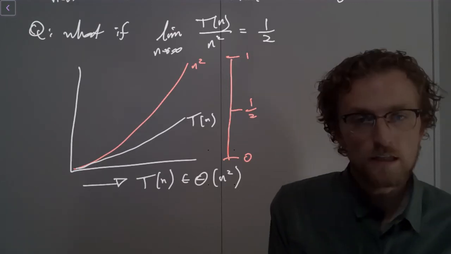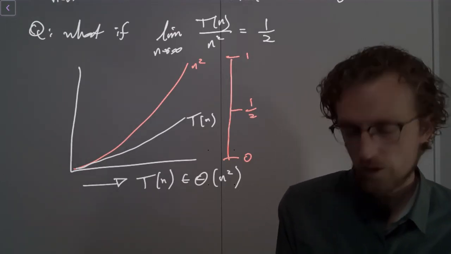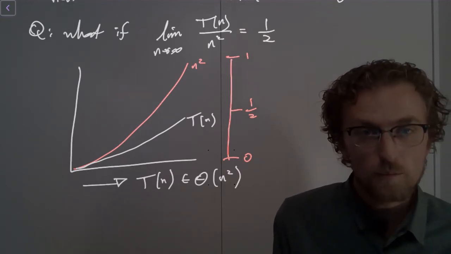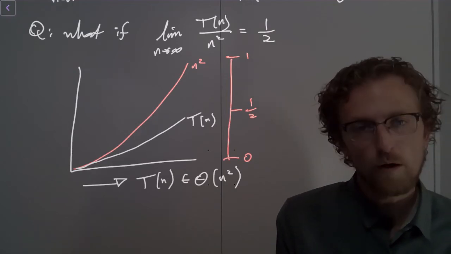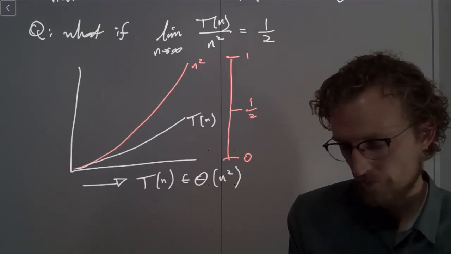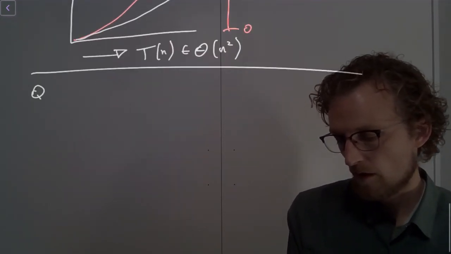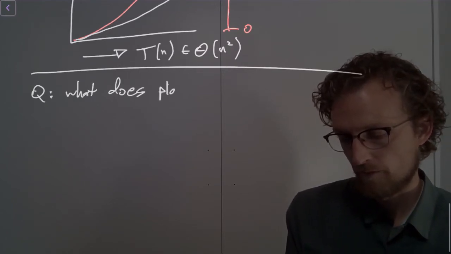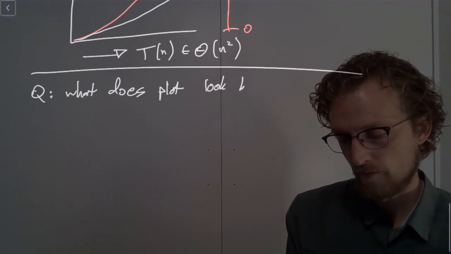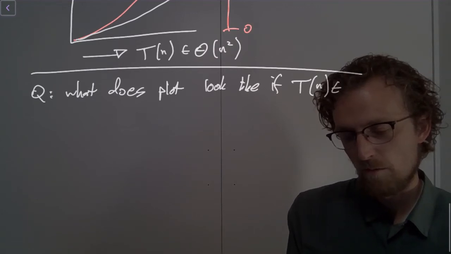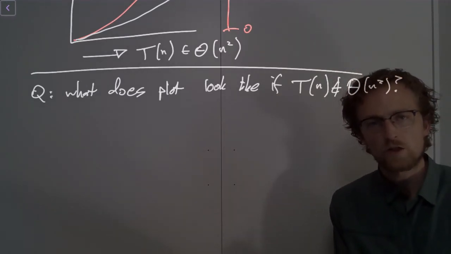So now this is nice. It's a handy trick. Let's think about what would happen if this ratio evaluated to something completely different. So let's think about what would happen, for example, if t of n were not big theta of n squared. Here's a question: what does the plot look like if t of n is not big theta of n squared? Well, how would that show up?